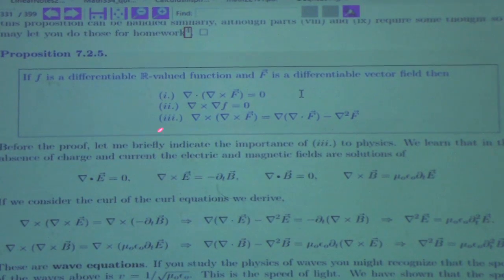So the divergence of a curl is also 0. The curl of a gradient is 0. We did that one, right? But this one's more fun. The curl of the curl is the gradient of the divergence minus the Laplacian of a vector field. So this notation means del squared is partial x squared plus partial y squared plus partial z squared as an operator. That's what this del squared is.